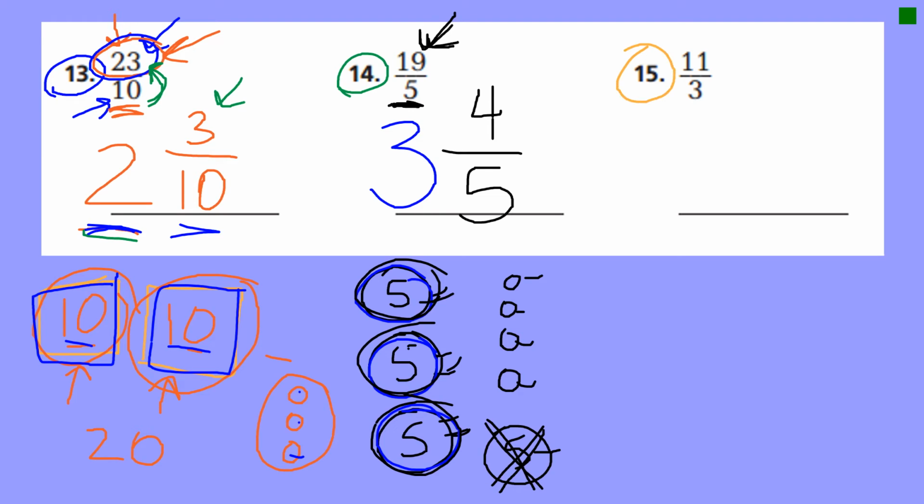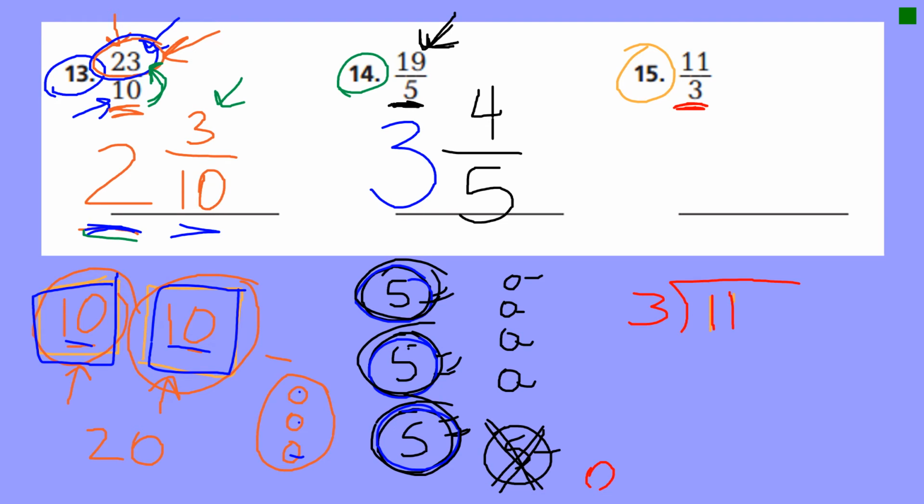Number 15. Do you want to try this one, like division, and do a long division? You could probably even mentally divide this, but let's write it out. So I'm going to say 11 divided by 3. So what we're thinking is, how many wholes can we make with 11 pieces if 3 make a whole? Okay, so let's see. 3 into 11.